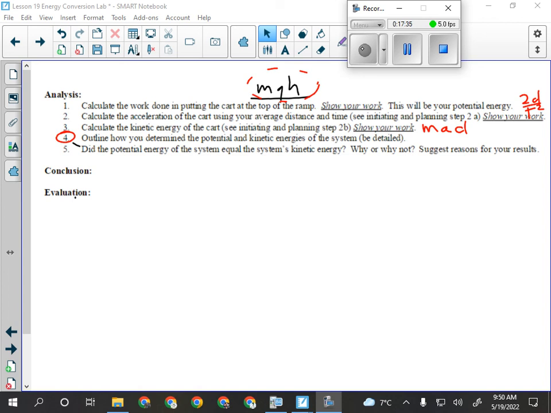Okay, and then for number 4, outline how you determined the potential and kinetic energies of the system. Again, that's an explanation. Don't show me your math. Don't talk about the math. Talk about the experiment and what happened qualitatively in that explanation. And then, potential energy, does it equal the system's kinetic? Suggest reasons for why or why not. For your conclusion, copy paste your hypothesis, and explain why or why not you can accept or reject it. And then for your evaluation, sources of error, think about what happened to the cart as it went along, things like that, anything that might have been an inconsistency or something that could be fixed, same as always.